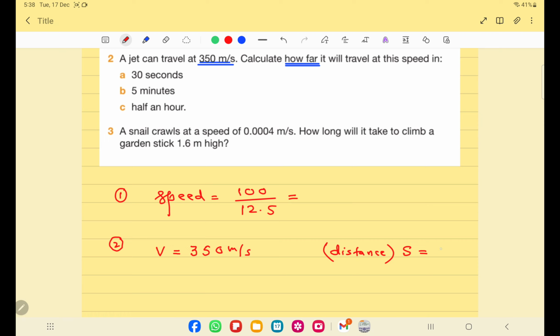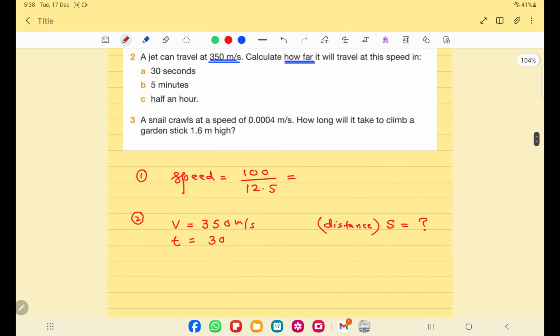How far? It means we have to calculate distance in a time interval of 30 seconds. We are given a time of 30 seconds. I think it is a mathematical part, so you should write now, because mathematics you can't understand without writing. So I think you should write question number two in your notebook.